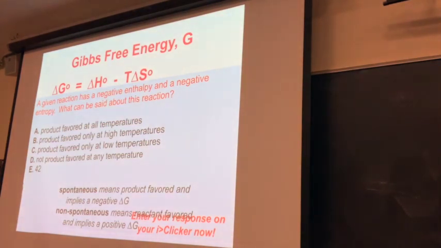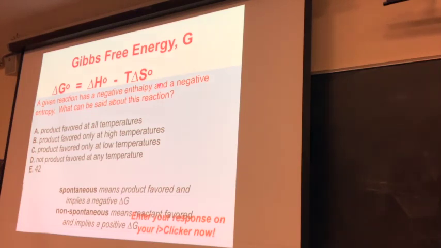A given reaction has a negative enthalpy and a negative entropy. What can be said about those reactions? Notice first of all that both enthalpy and entropy are negative. If you have both the same sign, this is where temperature is going to play a big factor. So it's not going to be product favored at all temperatures, and it's also not going to be product favored at any temperature. It's going to be one of these in the middle. Because they're both negative, we can say it's going to be one of the temperature ones. If they were both positive, that would be the other set where you'd have a temperature-dependent one.